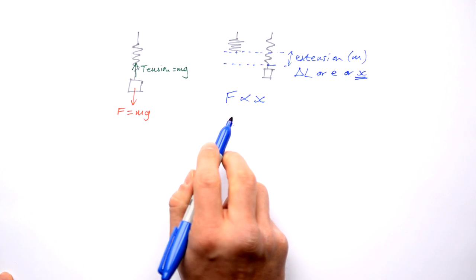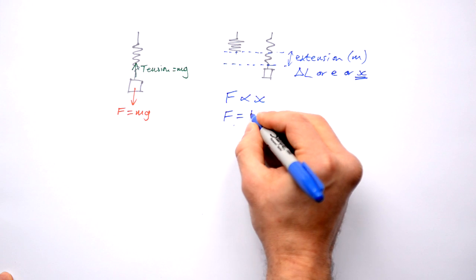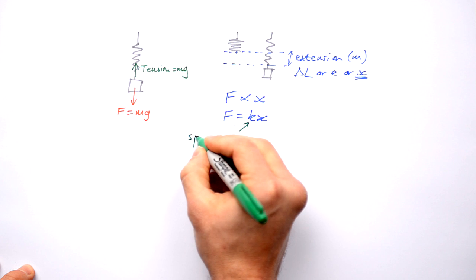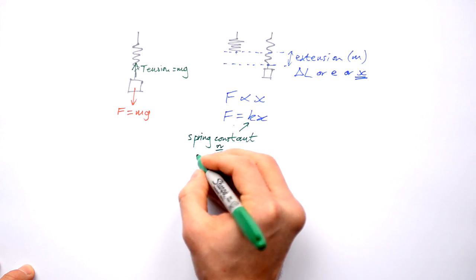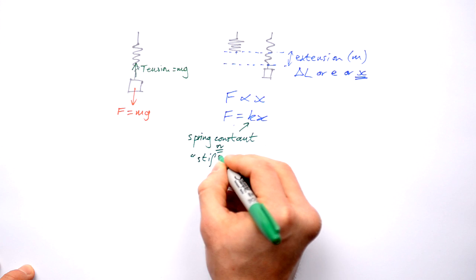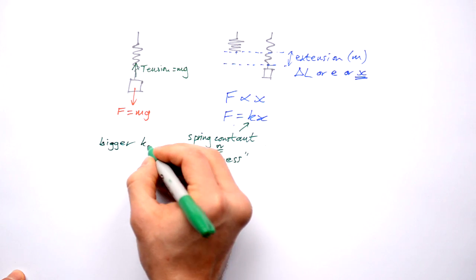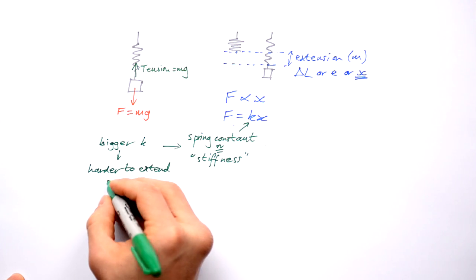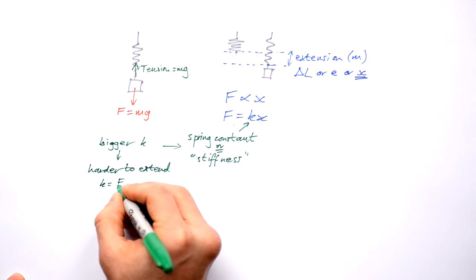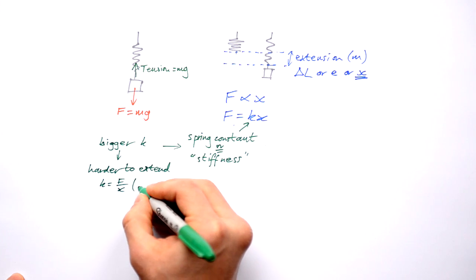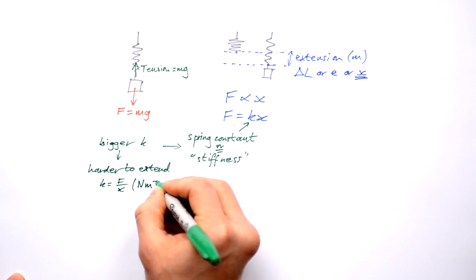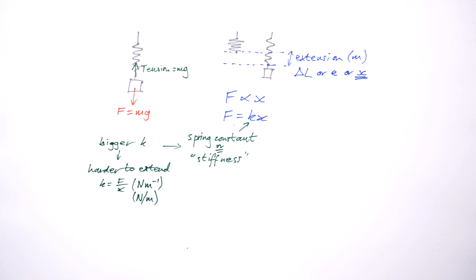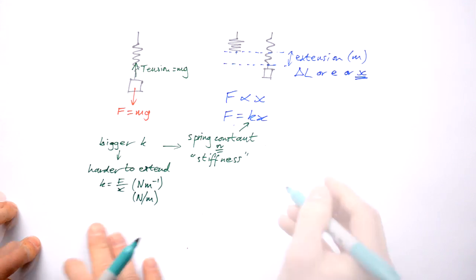So to turn this into an equation with an equal sign, we need a constant, and we just give that constant the letter K. This is what we call the spring constant, also called stiffness sometimes. The bigger the spring constant is for a spring, the harder it is to extend. If we rearrange Hooke's law real quick, then we find that K equals F divided by X. So it's going to have the unit newtons per meter. We could write it N/m.